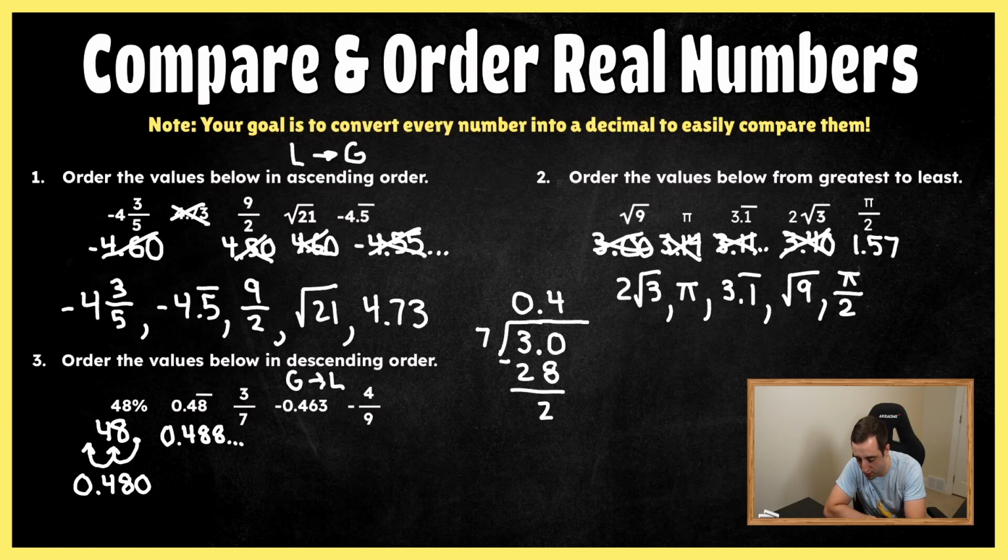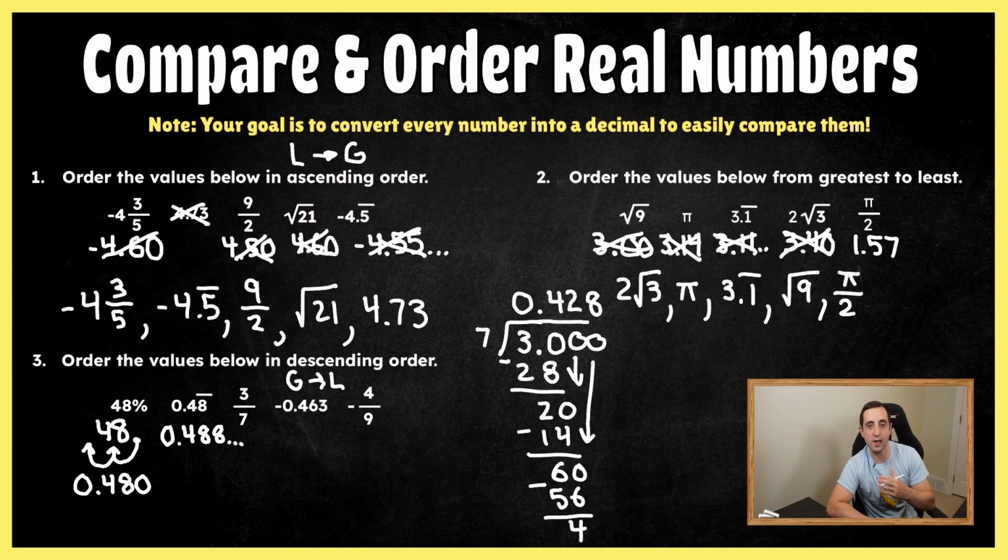Well, 7 doesn't fit into 2, so we add a 0, bring it down. 7 fits into 20 twice. 7 times 2 is 14. We subtract, we get a remainder of 6. We add another 0 and bring it down. 7 fits into 60 8 times. That's 56. We subtract, we get a remainder of 4. And we can stop here. Even though it keeps going, we know we're working all the way to the thousands place. So 3/7 is going to be 0.428. And we know it continues. I'm just going to put a ... there, just because it technically doesn't end. We're only working to the thousands place, though.